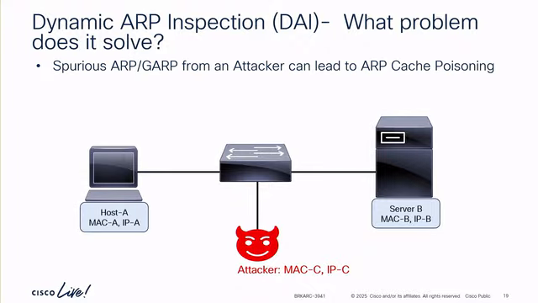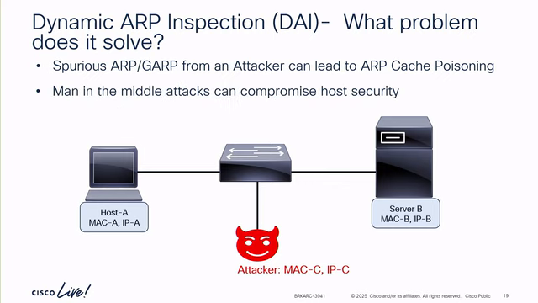You can have spurious ARP or gratuitous ARP messages sent by an attacker, right? So he pounds with ARP requests with different MAC and IP combinations, and thereby he poisons the ARP cache on the switch. He can do that, or he can cause a man-in-the-middle attack. We'll see how that happens. So this animation is all about that.